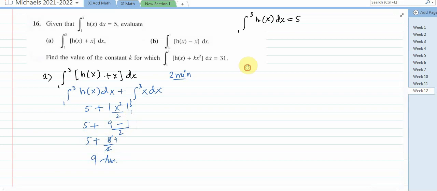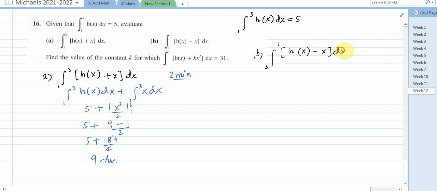Alright, for part B, it says the integral from 3 to 1 of h of x minus x dx. Now there are two things. First, obviously you need to multiply the sign of the integral, that is pretty sure, but the next thing is to make sure that you are focusing on the upper and lower limit, because that is swapped in the question.